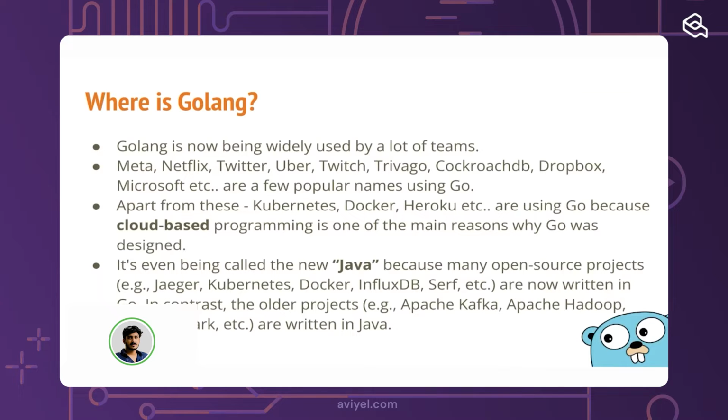Just like when I talked about concurrency, that is built into Golang. So it is very easy to do this type of cloud-based programming. That's why these companies are using it. Some people even call this the new Java, because a lot of open source projects are now written in Go. Projects like Apache Kafka, Apache Spark, etc. were all written in Java, and recently the trend is that everyone is using Go. So there is a very good future in Go if you go along with this.